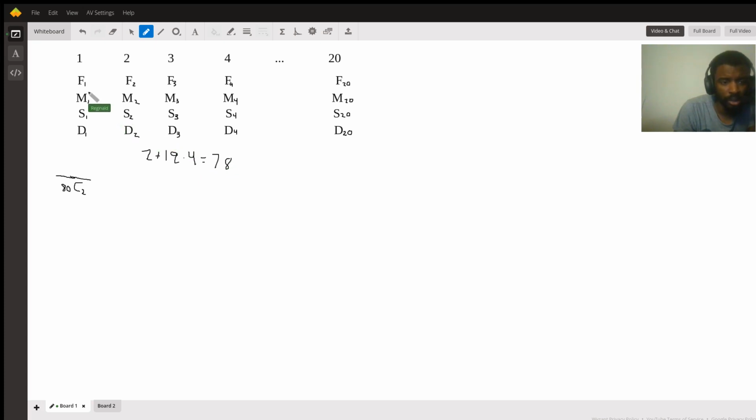So it has to include a mother. Right now I'm looking at this M1. It has to include a mother, but not the daughter. So we have 1, 2, 3, 4, 5, 6, 7, 8, 9, 10. So it's going to be 78.